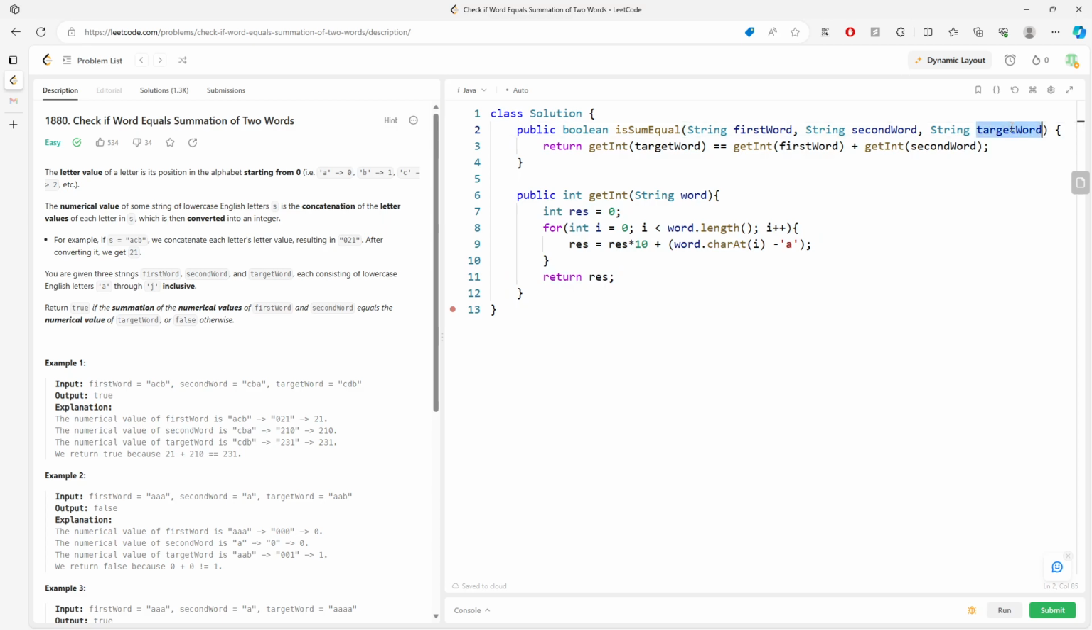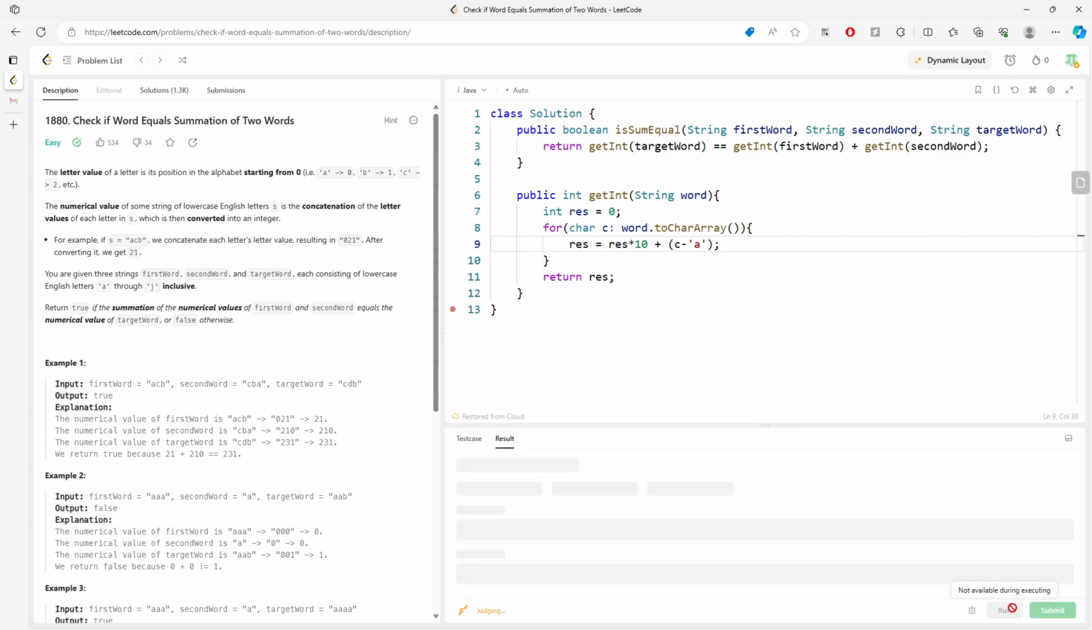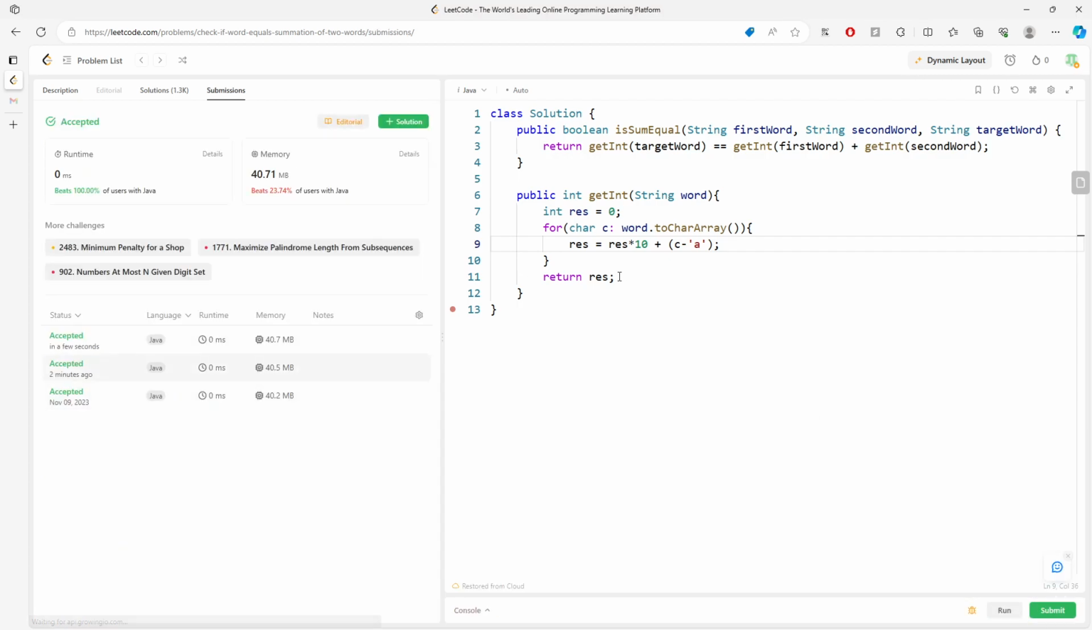I'm saying that the target word should be the worst case, but let's optimize this code, because I can actually get this right away. I only need a character, I don't need to worry about the index. So it's going to be plus c minus a. Submit. Alright, so it's still the same, time and space are the same. This is more readable for sure.